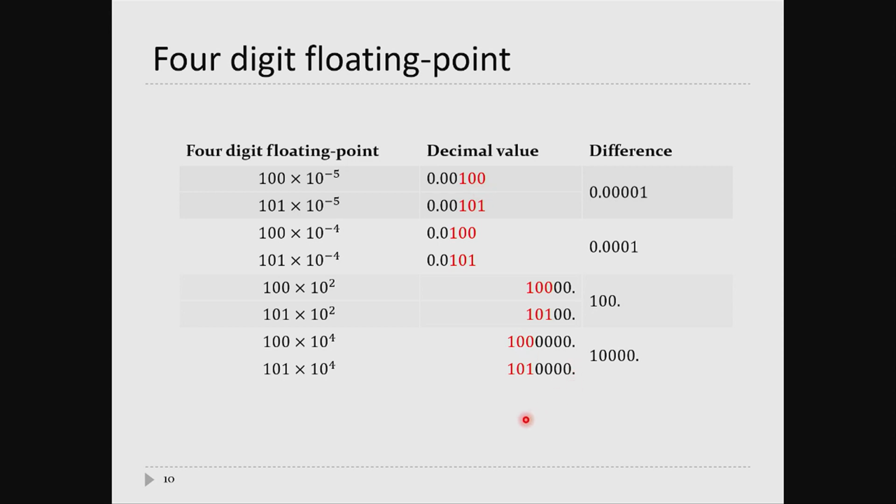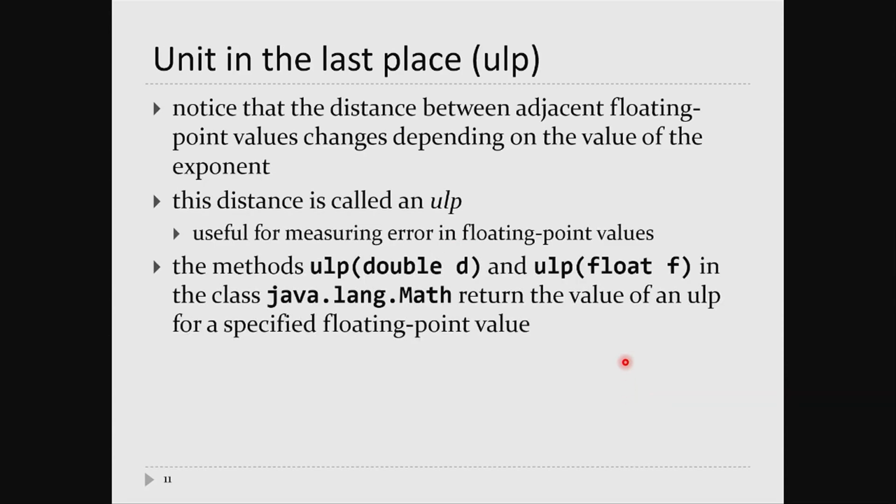Right? Has everybody got that? That's very strange if you're used to working with real math. Right? I'm telling you that the spacing between adjacent values changes, depending on the magnitude of the value. Okay, so what is that distance? The distance between adjacent floating point values is something called the ULP.